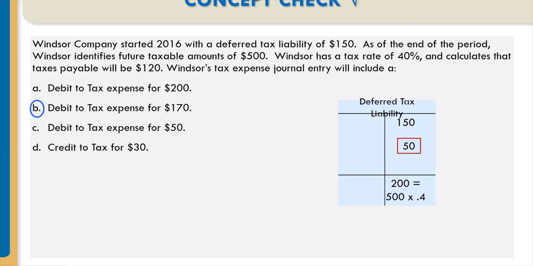So they're saying, what do we need to do to make it 200? They're saying, let us credit it for 50. That apparently needs to be done. Then we also have a situation where taxes payable needs to be 120. So if taxes payable is 120, the deferred tax liability needs to be credited or increased by 50. Then we know that the other thing that's in that journal entry is tax expense. Tax expense must be 170.